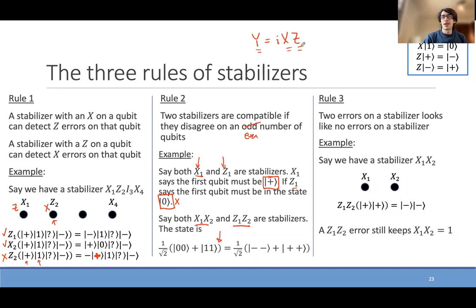I'm happy to stick around afterwards and talk through this if you're interested, but it's definitely in both of the notes that I posted on the Discord about error correction, and in any standard reference about error correction. That's why we're only going to focus on X and Z errors. We definitely have to be able to correct both of them. If we can't correct both of them, we're done. But it turns out that that's also sufficient. If we can correct both of them, we are done.